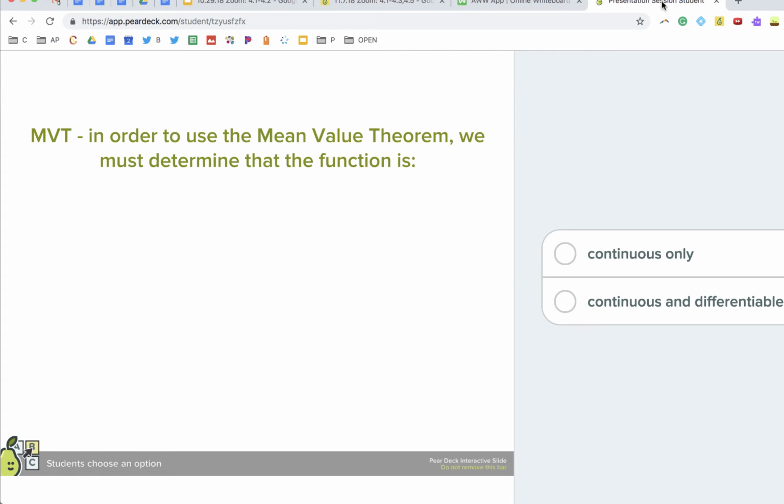Now, in order to use the mean value theorem, we must determine that the function is both continuous and differentiable, because the mean value theorem is telling us that the slope equals the derivative somewhere. So we need to be looking at both the function itself and its derivative, that it's continuous and differentiable.